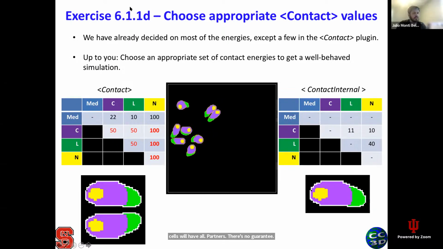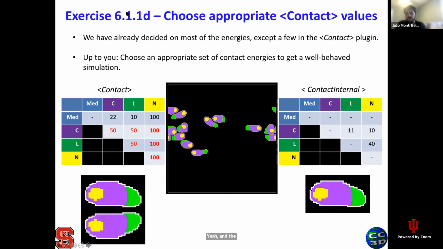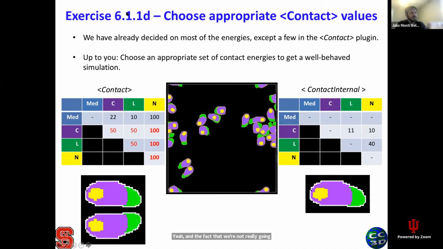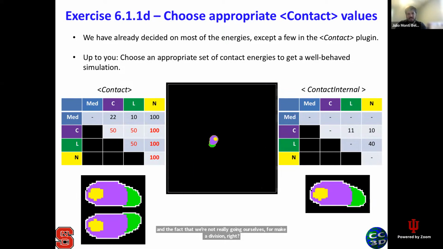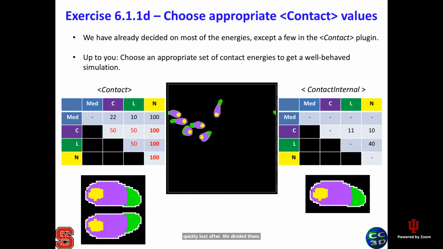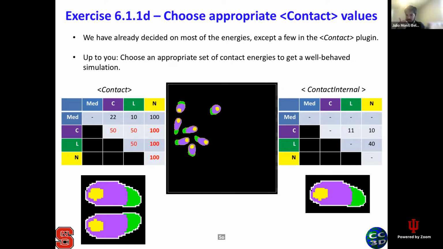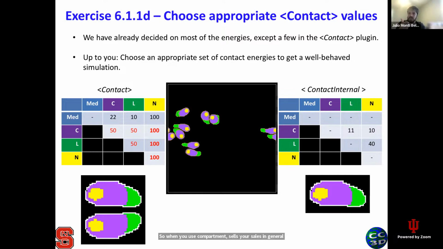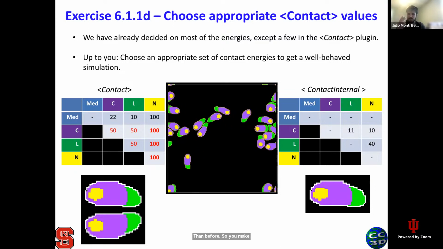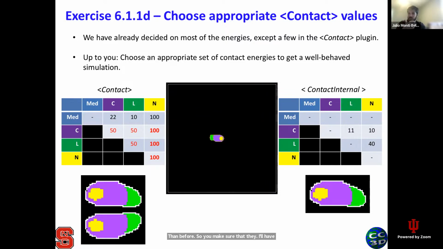And the fact that we're not really growing our cells before making a division, right? Some of those compartments may be too small and are quickly lost after you divide them. So when you use compartmental cells, your cells in general have to be a little bit bigger than before. So you make sure that they all have enough volume, so they will not get lost upon division.